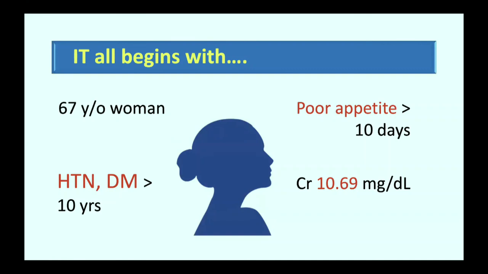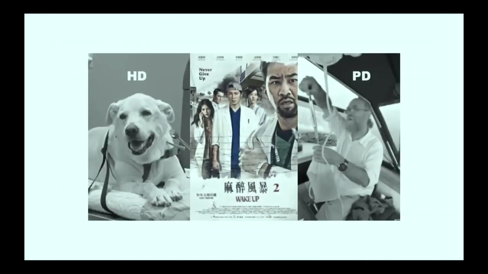It all begins with a patient, a 67-year-old woman with hypertension and DM for more than 10 years, presenting with poor appetite for more than 10 days. Her creatinine was more than 10 milligrams per deciliter. She may need dialysis, and I talked about peritoneal dialysis and hemodialysis. Initially she favored peritoneal dialysis, but after consulting a nephrologist, she turned away from it because she was informed of many risks with anesthesia, operations and CV outcomes. So she chose hemodialysis eventually.